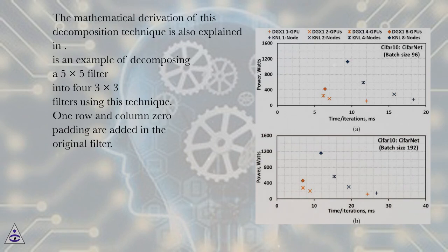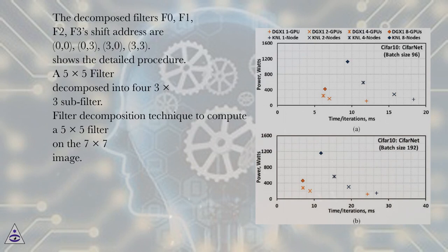1 row and column of 0 padding are added in the original filter. The decomposed filters F0, F1, F2, F3 have shift addresses 0,0; 0,3; 3,0; 3,3. This shows the detailed procedure: a 5 times 5 filter decomposed into 4 3 times 3 subfilters.